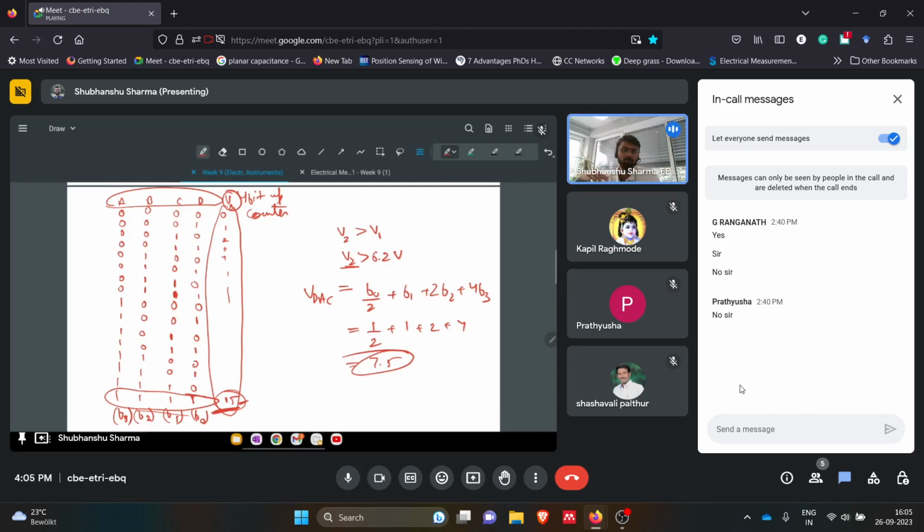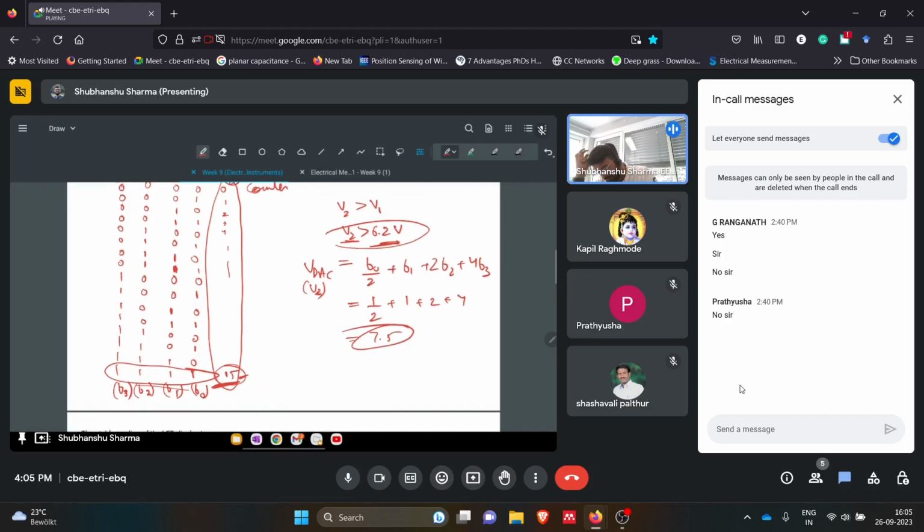At 7.5 volts, it is higher. This is the V2 voltage basically, so it is higher than 6.2 volts. But is this the right answer? We'll see. Let's say we go a little lower: this is 14, this is 13, this is 12, and so on. What happens at 14? 14 means the bits are 1110. For that it will be 0 plus 1 plus 2 plus 4, so it is 7.